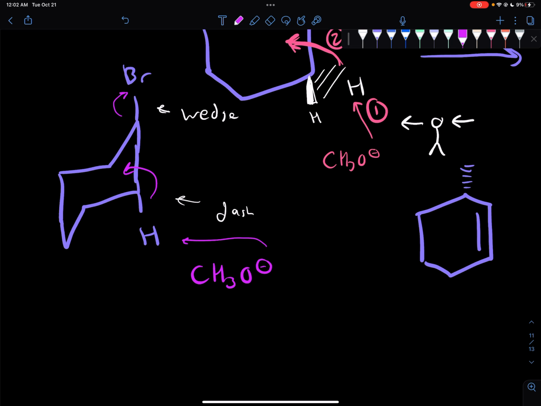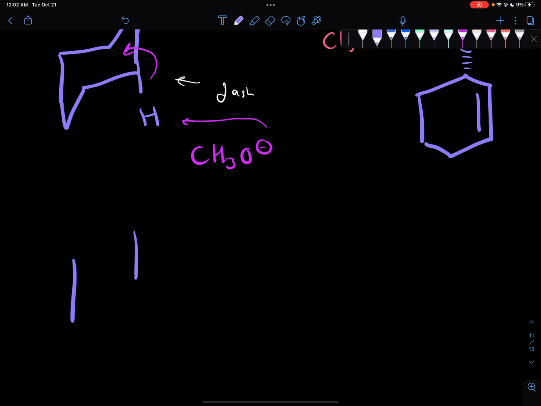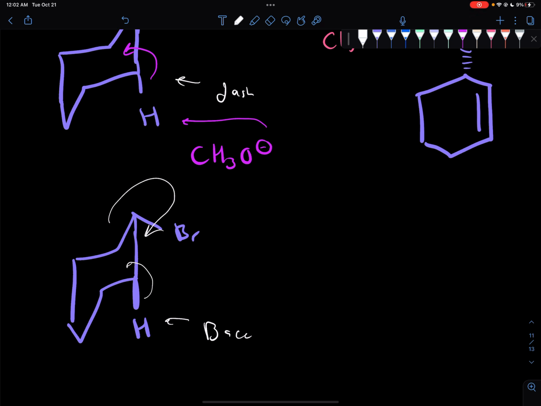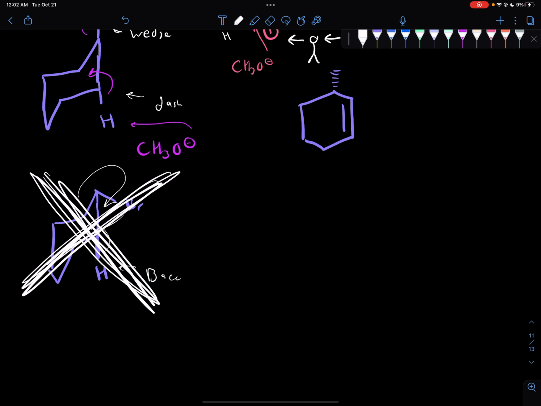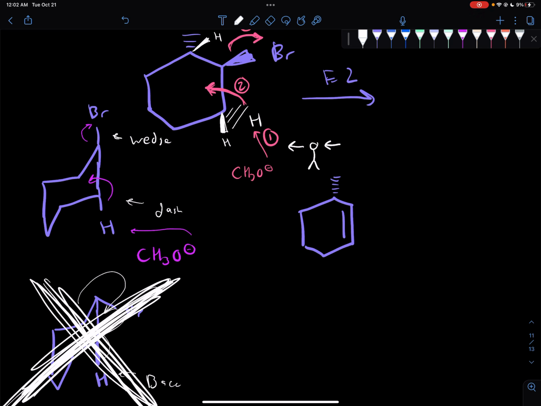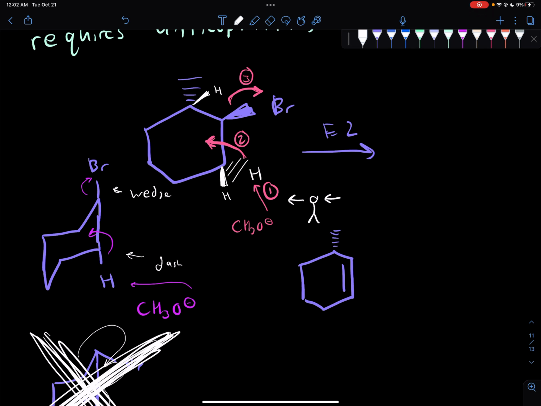If you had a different scenario like this, where our H is here and our bromine's there, it's a little bit chaotic. Something like that. But the thing is, this is not going to occur. If it does occur, it's very, very slow, to the point where our professors will just say it doesn't occur. So you want to have the anti-coplanarity.